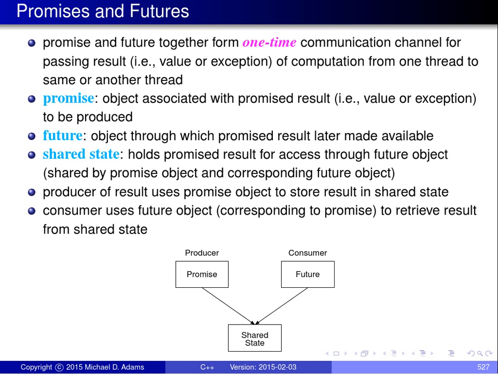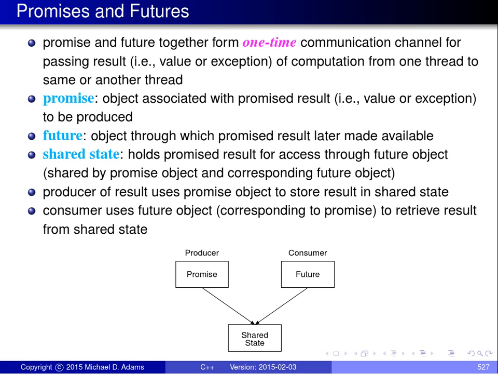In this section, we're going to look at another synchronization mechanism used in concurrent programming known as promises and futures. In concurrent programming, often the situation arises where one thread performs some computation and then it needs to pass the result of that computation to another thread. And this is essentially what promises and futures allow us to do. Promises and futures provide a one-time communication channel for passing the result of some computation, either some value that's computed or an exception that results from some computation, from one thread to another.